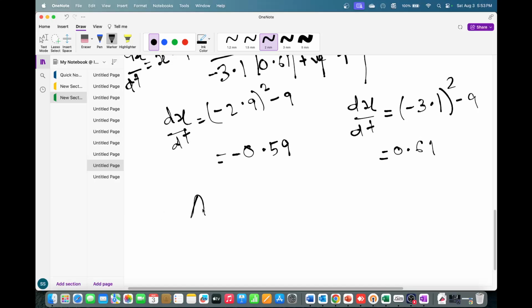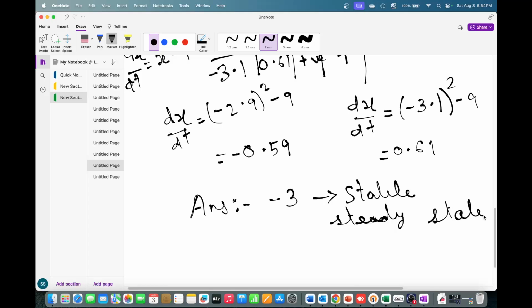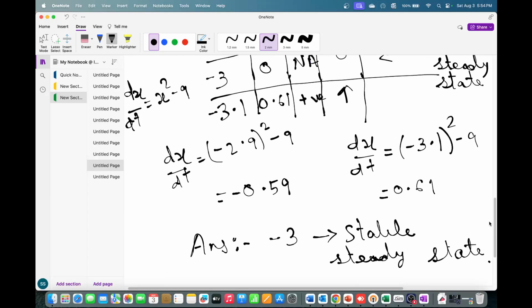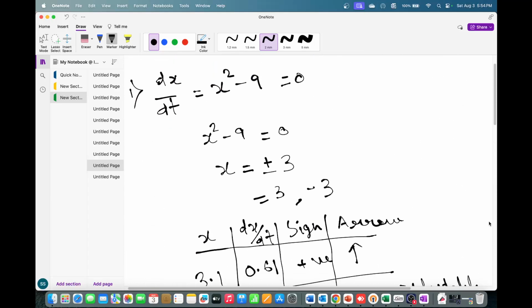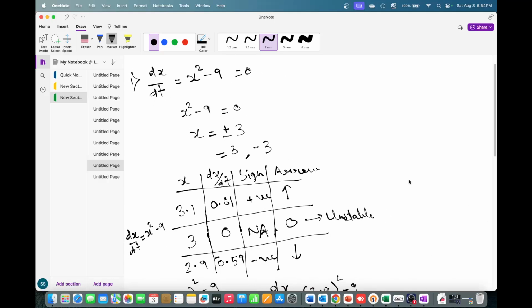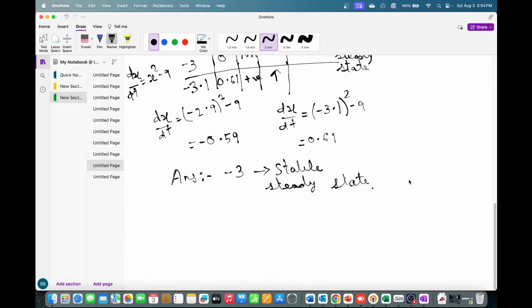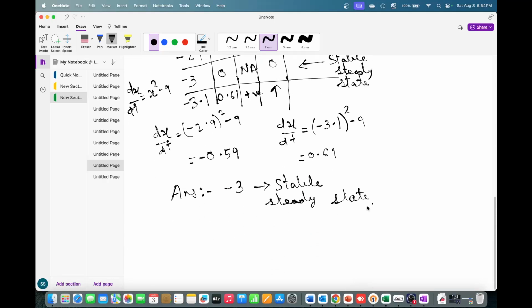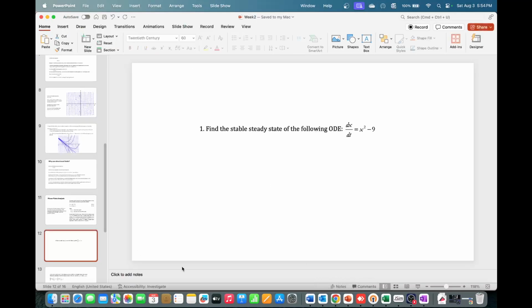So your answer is minus 3 is the stable steady state. Okay. This was quite a straightforward problem, but problems like this will come in your assignments as well as your exams. So try practicing this kind of problems. Okay. So this was the first one.